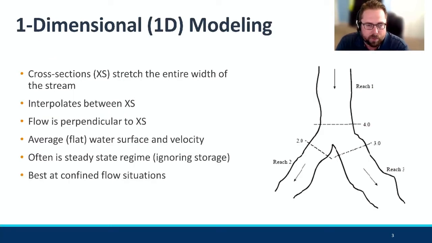First, just really quick, one-dimensional modeling is a very simple way of looking at how to model a stream. It's designed for your typical river situation where all the water is generally flowing in one direction. It's pretty well confined. Water will rise and fall, but generally will keep flowing in the same direction. It's based on cross sections that reach across the entire width of the stream, and flow is moving perpendicular through those cross sections. Oftentimes, people don't account for storage when they're doing one-dimensional models.